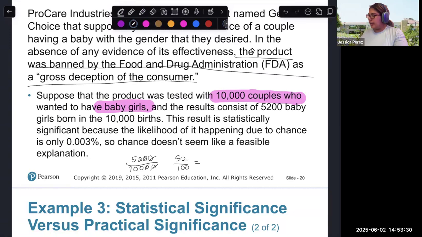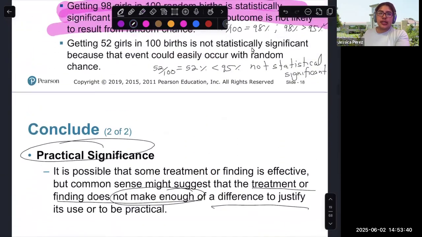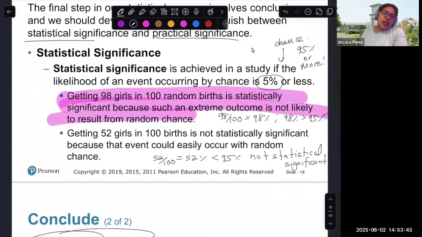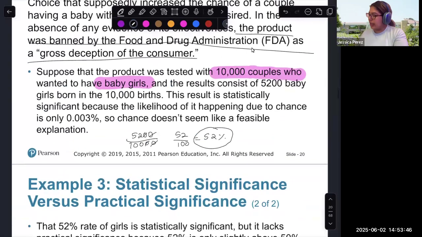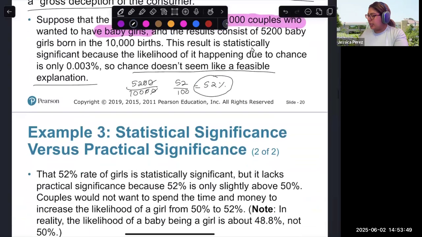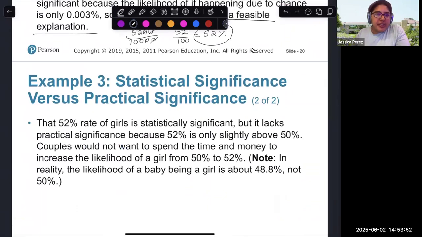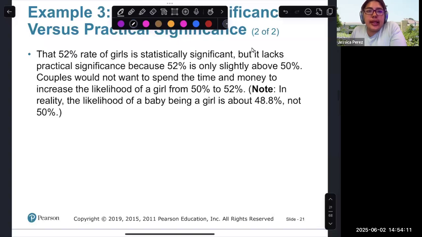And when I noticed 52%, this doesn't fall within a high statistical significance, right? It doesn't have much, so that means it's not a feasible explanation, right? So that 52% is statistically significant, but it lacks practical significance because 52 is only slightly above 50%. Couples do not want to spend time and money to increase the likelihood from 50% to 52%. In reality, the likelihood of a baby girl is about 48.8%, not 50%.